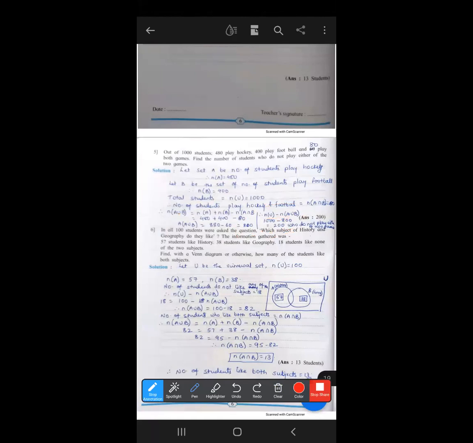Here for this example, the space is short, or you can divide the space into two parts so that it will fit the solution. Okay. Let us move to the next one.